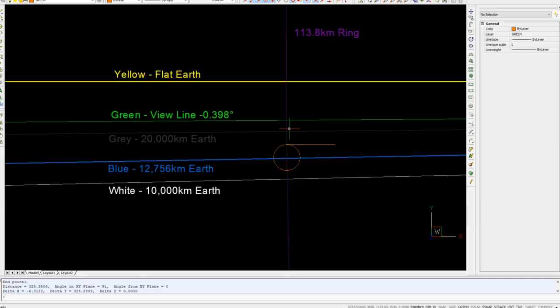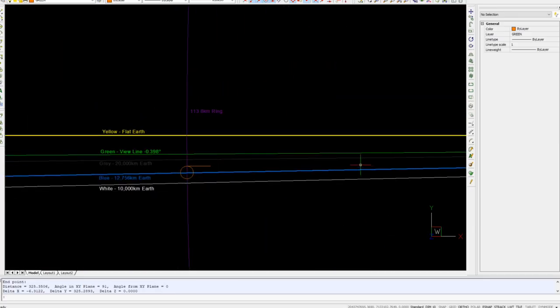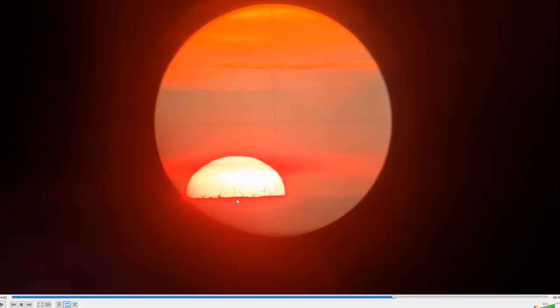There's potential. What I don't know is whether or not there are any land masses closer up, which could be interfering with it. Because as you can see here, this land mass is like halfway up these wind turbines. These wind turbines are literally getting half blocked. So I don't know if there's a land mass in front of it.